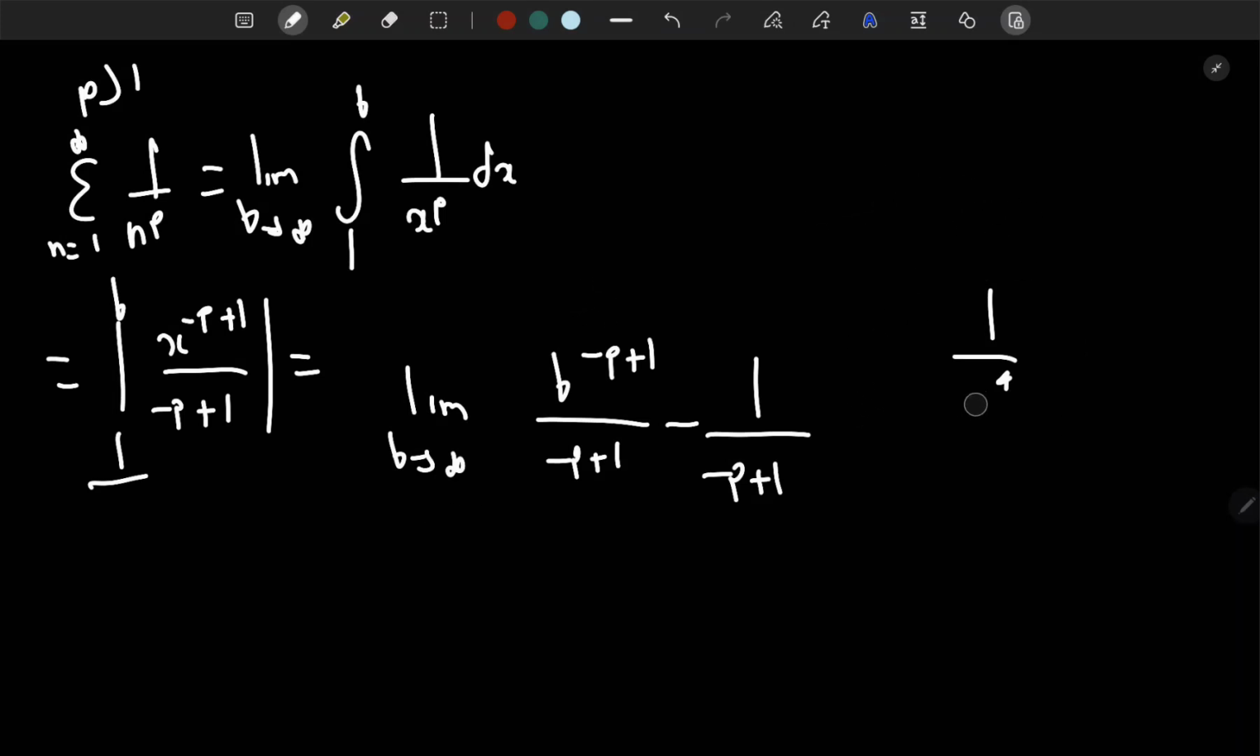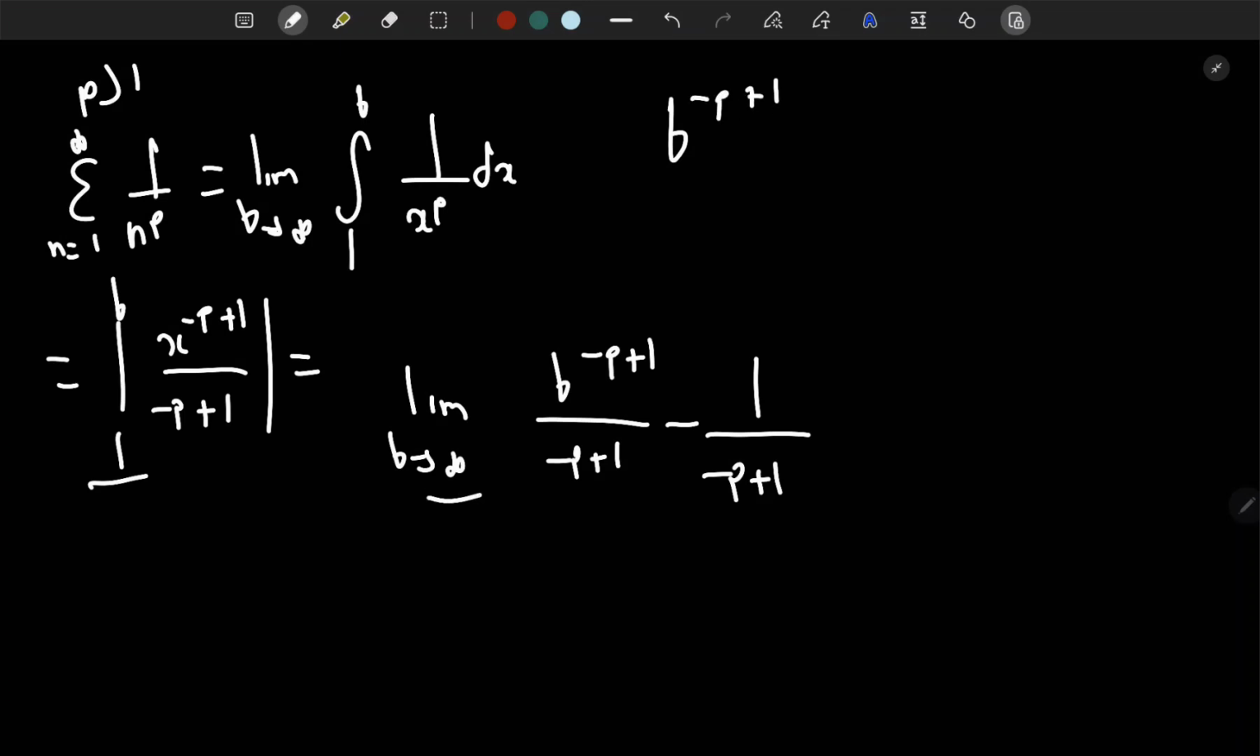So here we know that p is more than 1, so it could be 2 or greater, right? So let's take this numerator separately. Here we have the numerator as b, so let's write it over here, to the power of negative p plus 1.